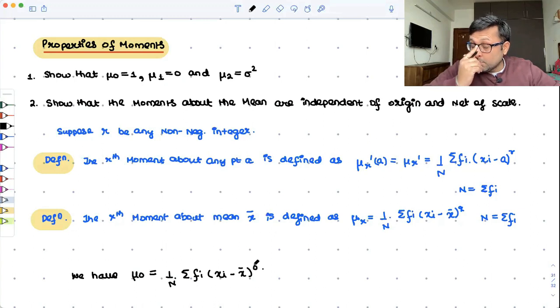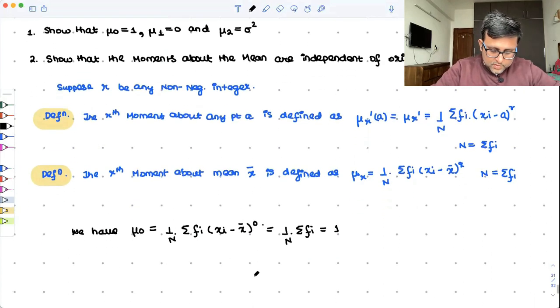So it is going to be moment about mean when r is equal to 0. So it is going to be like this, which is going to be, anything to the power 0 is 1, upon n summation fi, because anything to the power 0 is 1. So this guy is going to be equal to 1. Mu 1.